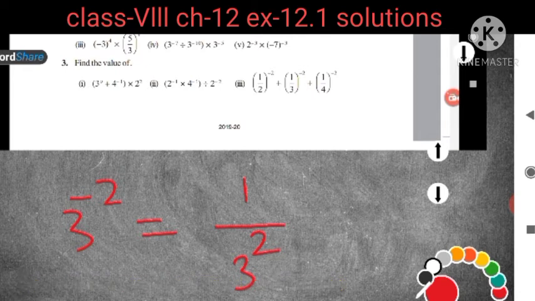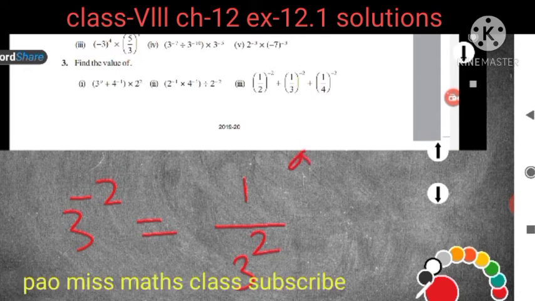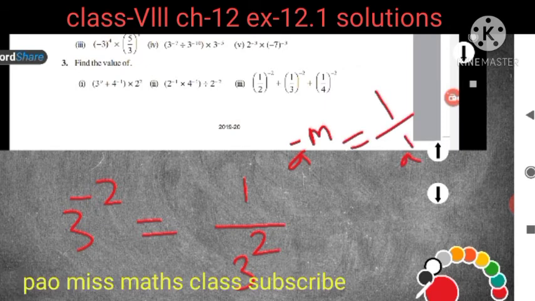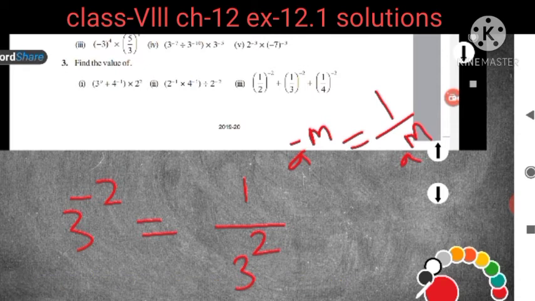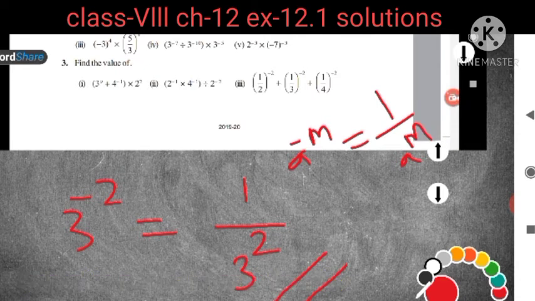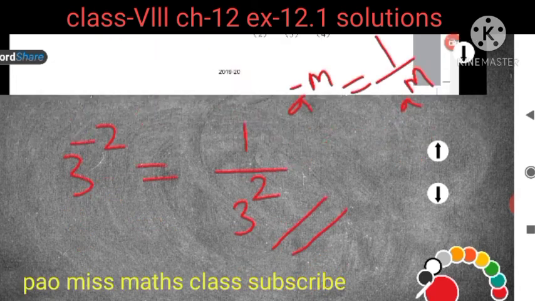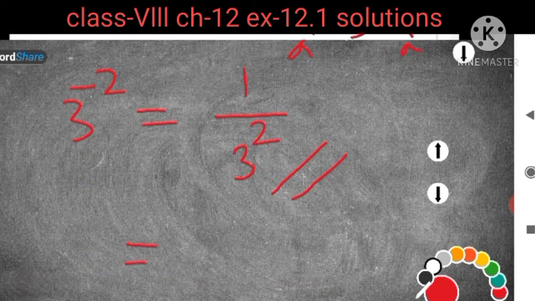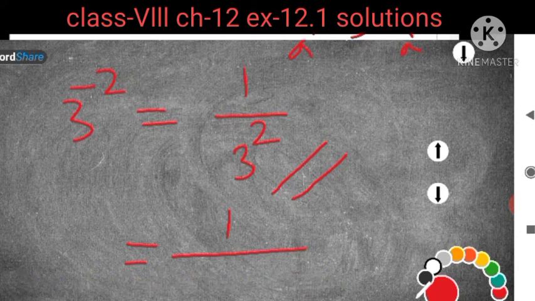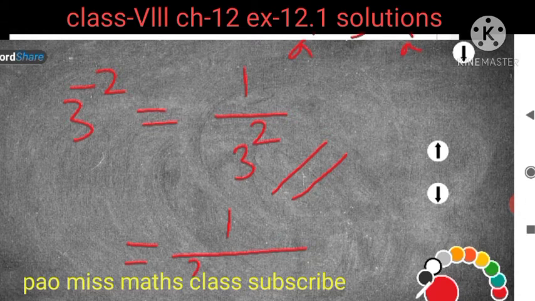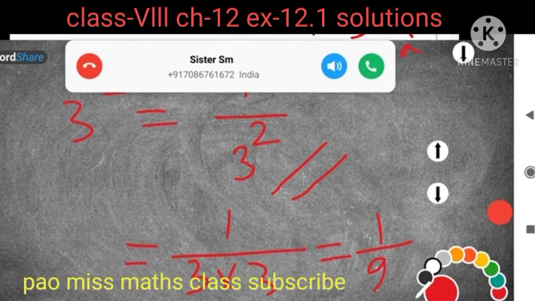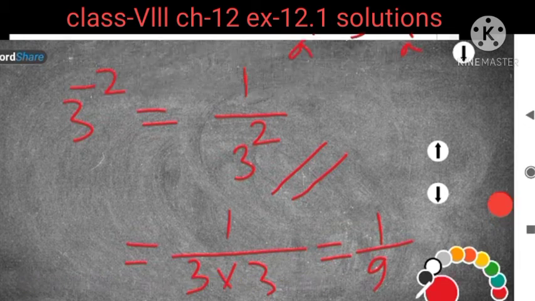Okay, 1 upon 3 to the power 2, because we have an exponential law. According to that law, a to the power minus m is equal to 1 upon a to the power m. So we are using this law, and it will become 1 upon 3 to the power 2. Again, when you evaluate 3 to the power 2, it means 3 is multiplied 2 times. So 3 into 3 is 9, and it will become 1 upon 9.